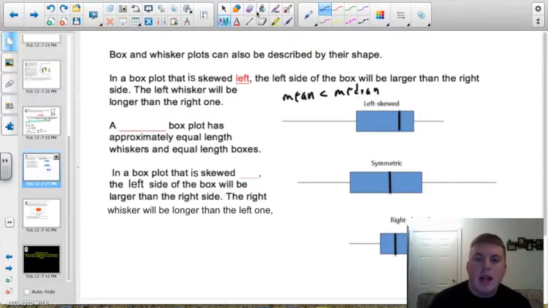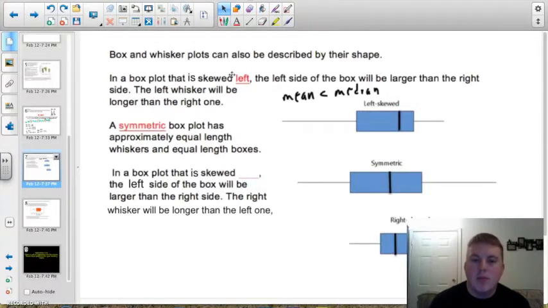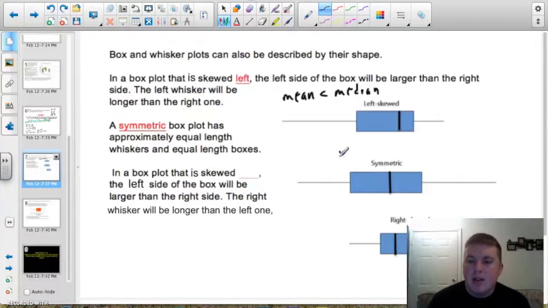If we're looking at a box plot that is symmetric, we're going to have approximately equal length boxes and equal length whiskers. It might not be perfect, but they're going to be roughly the same. And when we're looking at symmetric, since it has about even data on either side, we're going to say that our mean is approximately equal to our median.